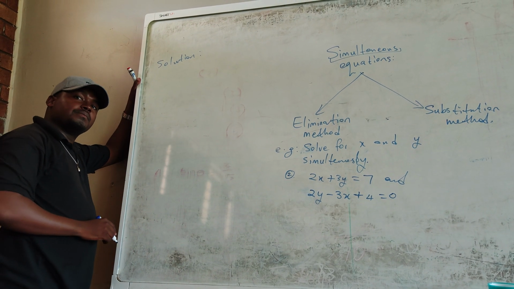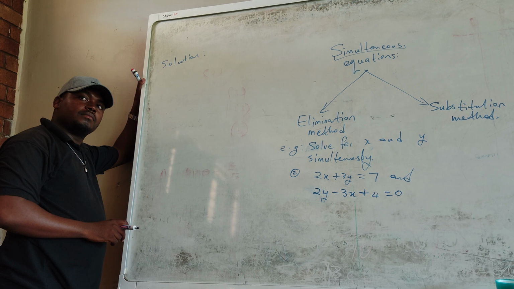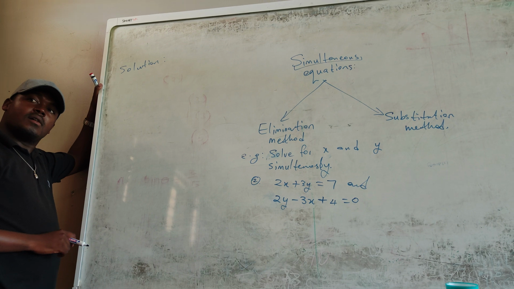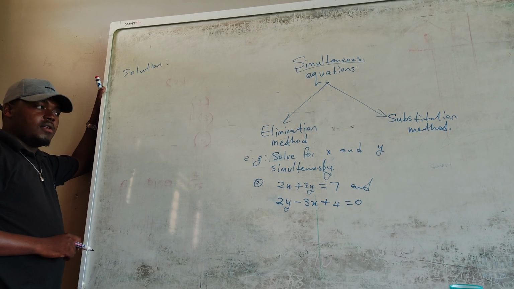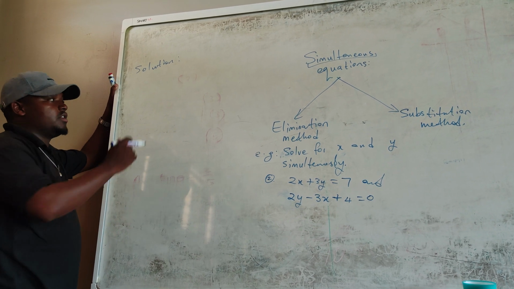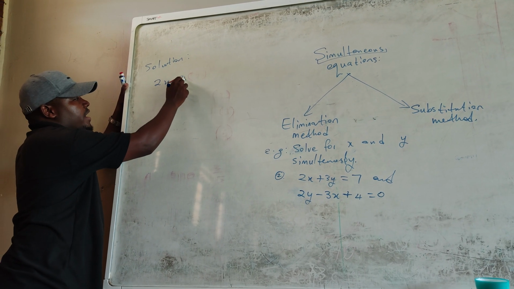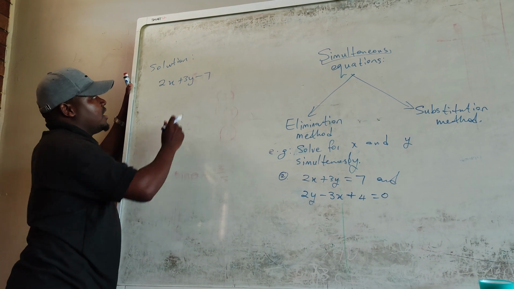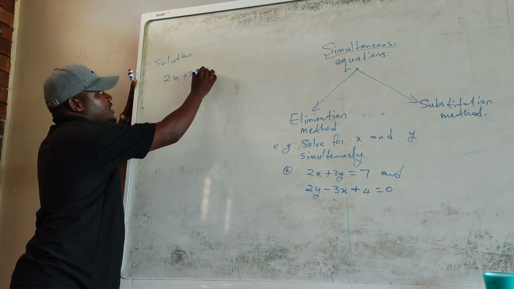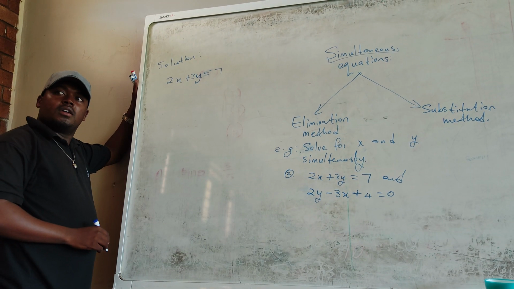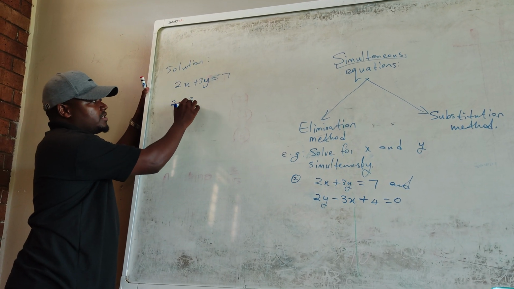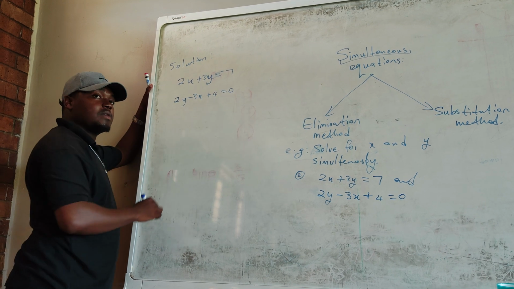What is the first thing I will do? According to the question, we are going to have the first equation and the second one. Okay, so let me have the first one: 2x plus 3y minus 7 equals to 7. Yes, that is it. And then the other one is 2y minus 3x plus 4 is equals to 0.